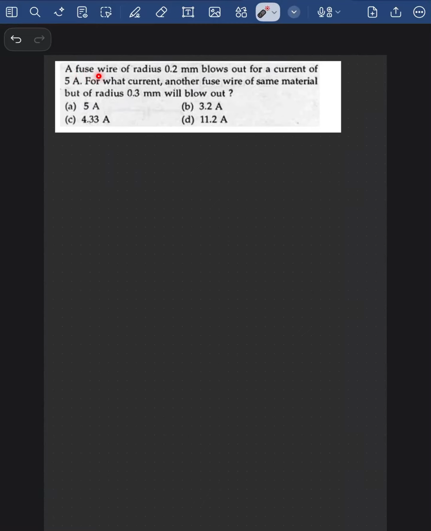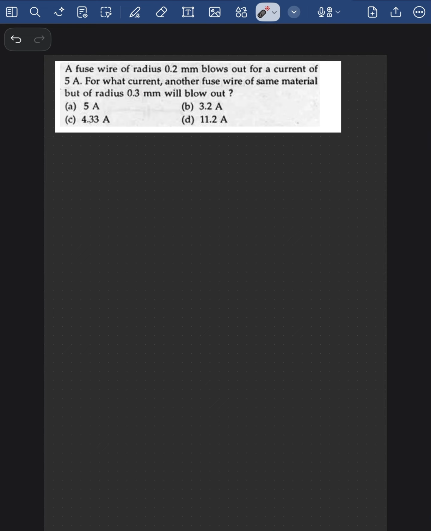Guys, in this question, you have a fuse wire of radius 0.2 millimeters, and this fuse wire blows out for a current of 5 amperes. That is, when a current of 5 ampere passes through it, it will blow off or melt. So for what current will another fuse wire of the same material, but of radius 0.3 millimeters, blow out?